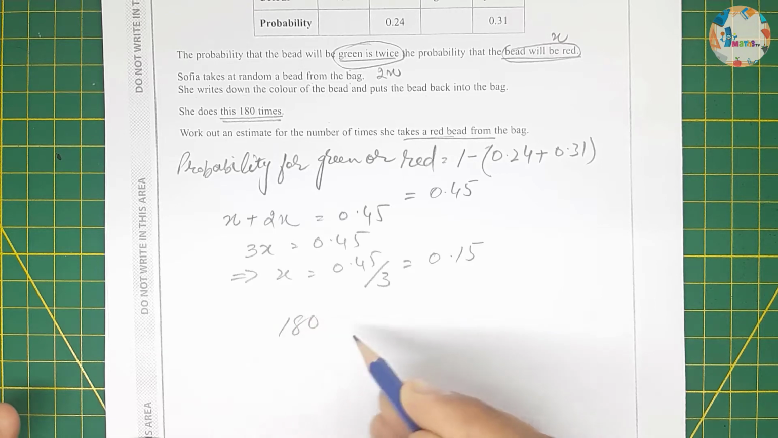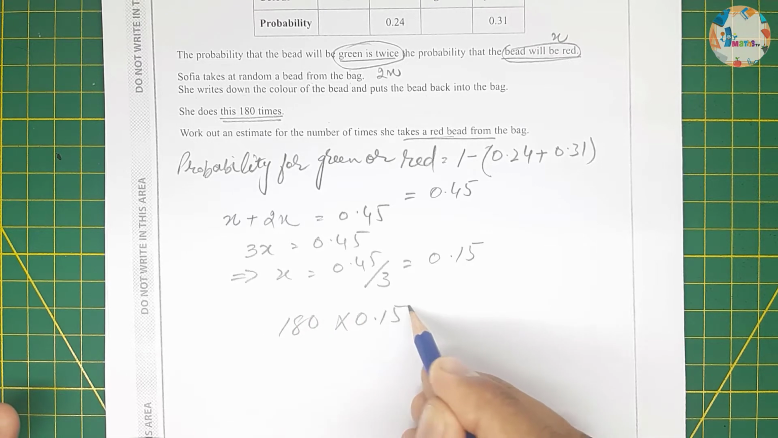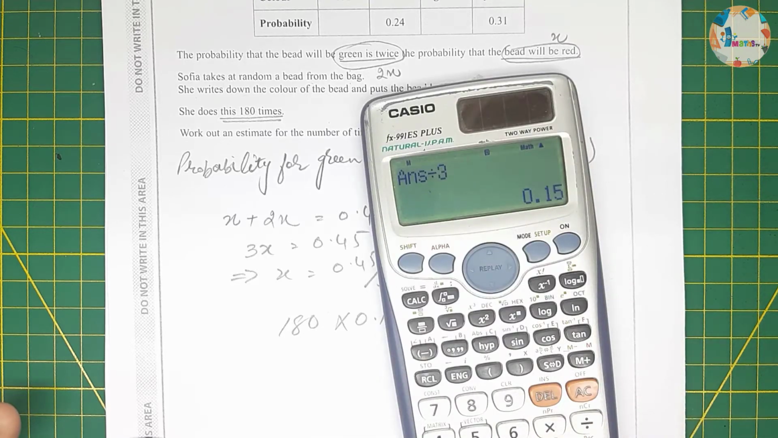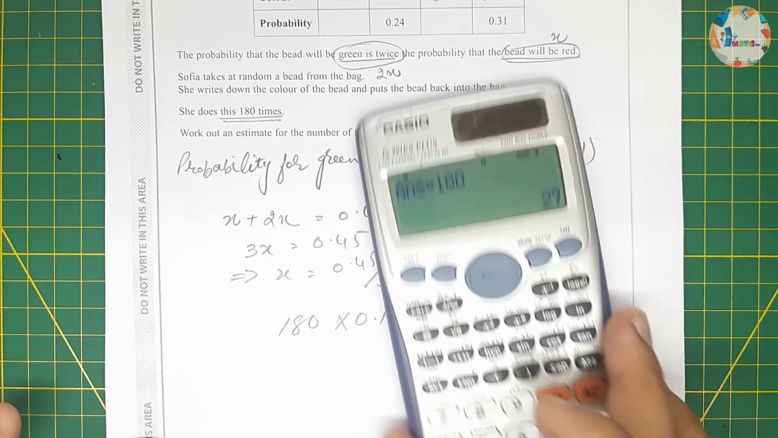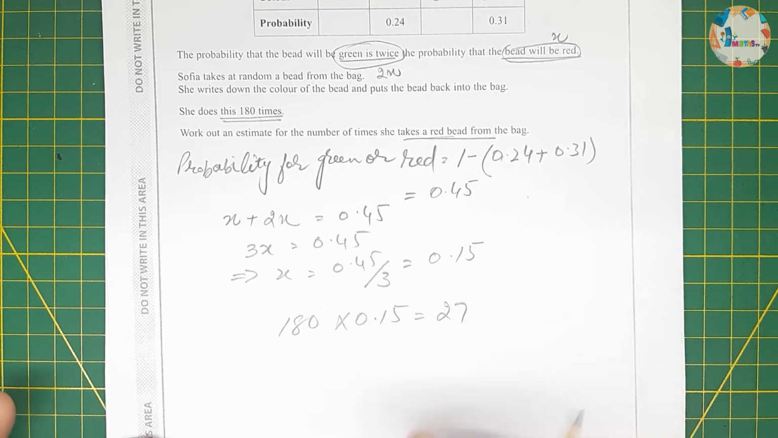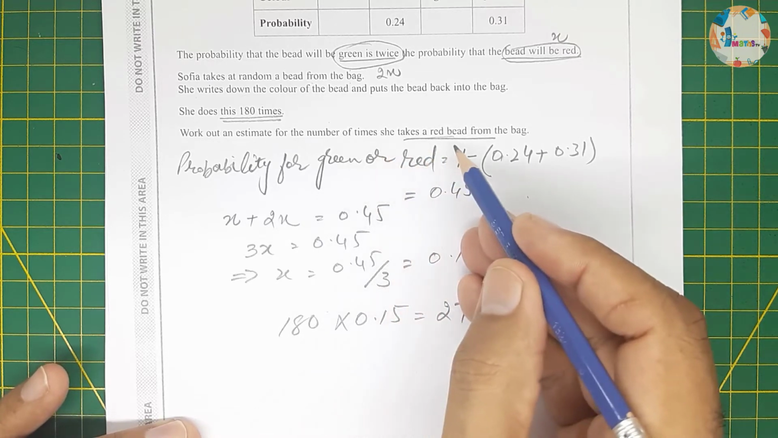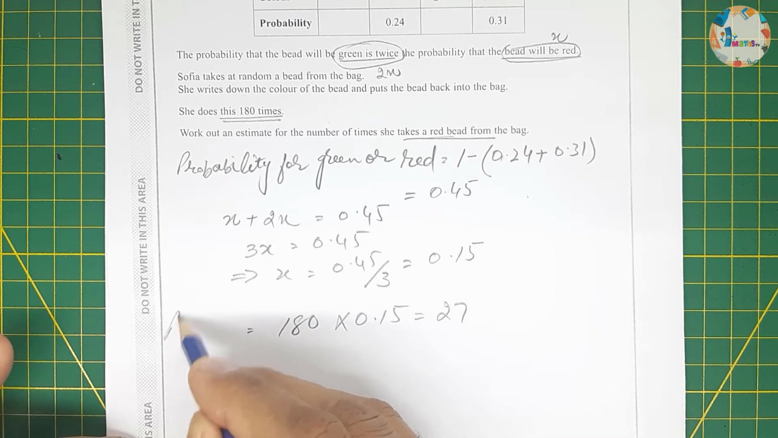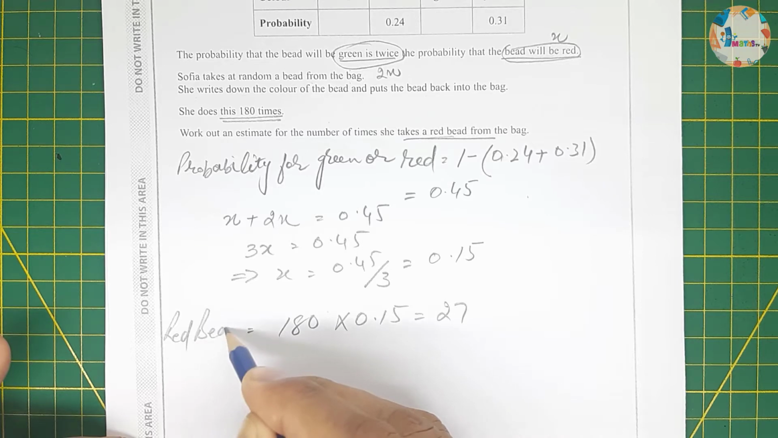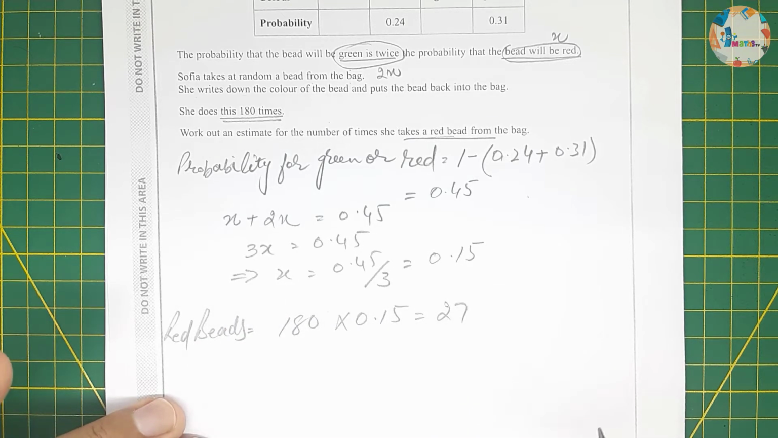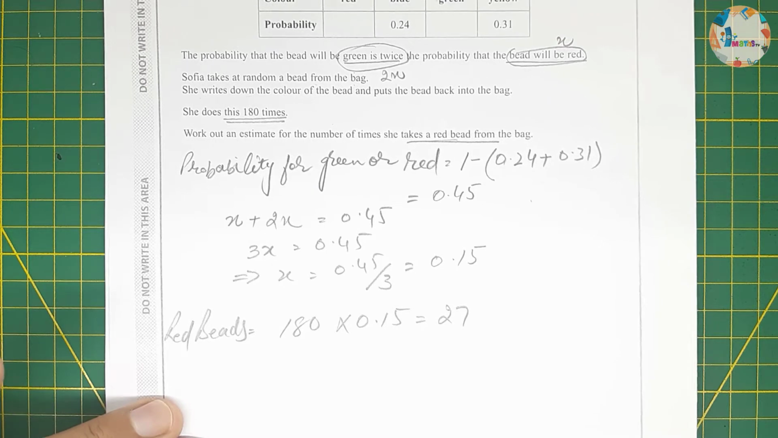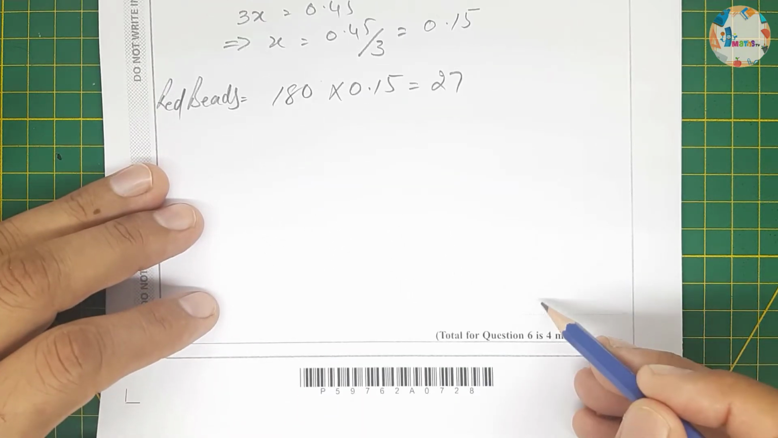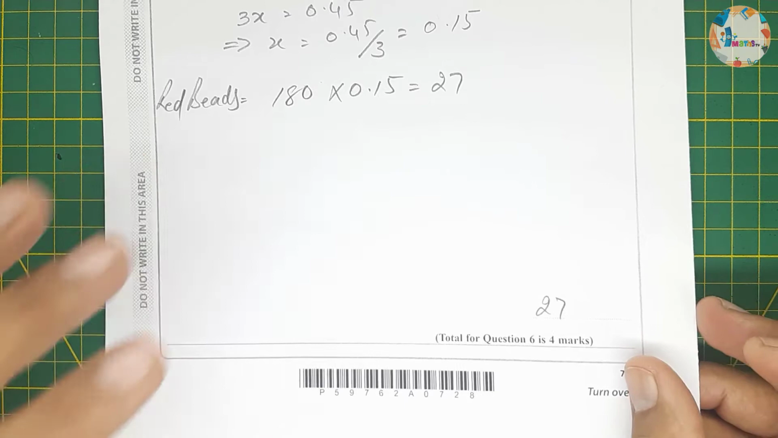If we have drawn 180 times, we multiply 0.15 by 180, which will give us 27. So the answer will be 27 times. This is the estimate for the number of times she takes a red bead. So red beads will be 27 times. Hopefully you understood this, and we can write here the answer as 27.